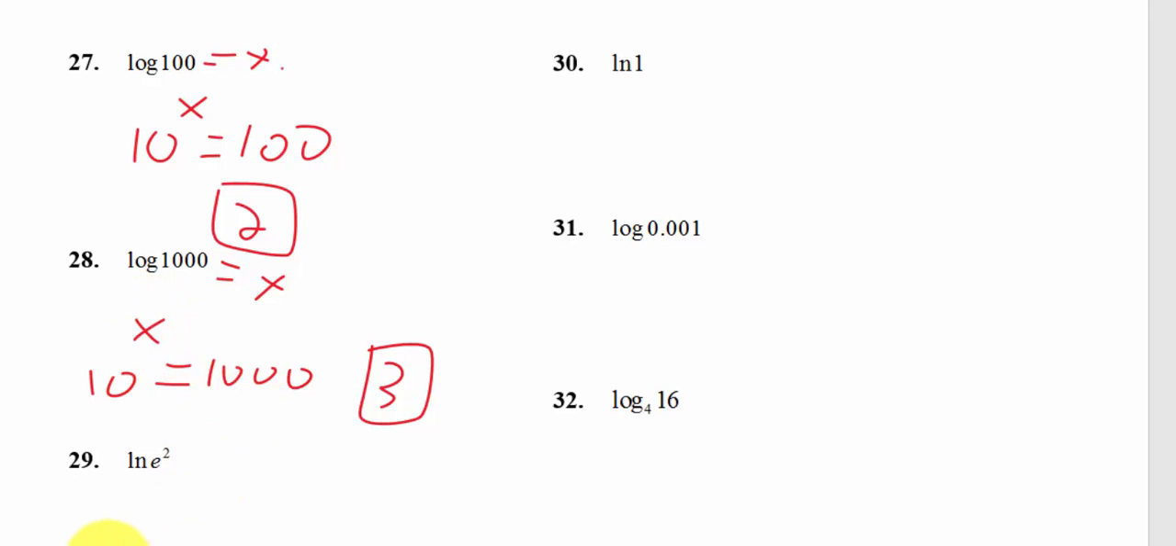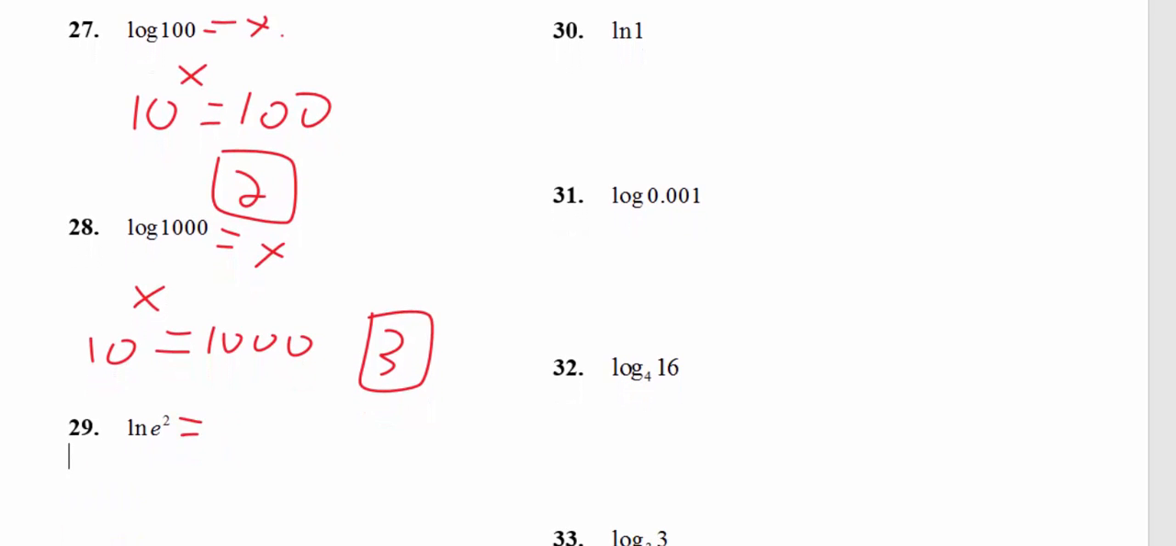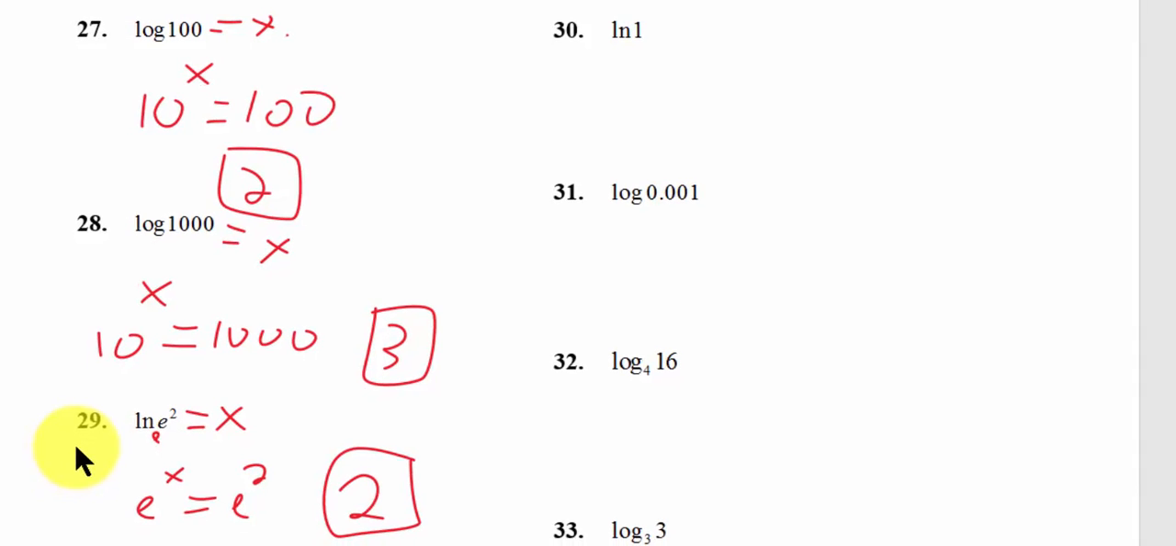29, now we introduce the natural log. The base of the natural log is e. So think of this as e to the x equals e squared, because there's an e down here. The only thing that would make this true would be e to the 2 equals e to the 2, so the value of x that would make this true has to be 2.